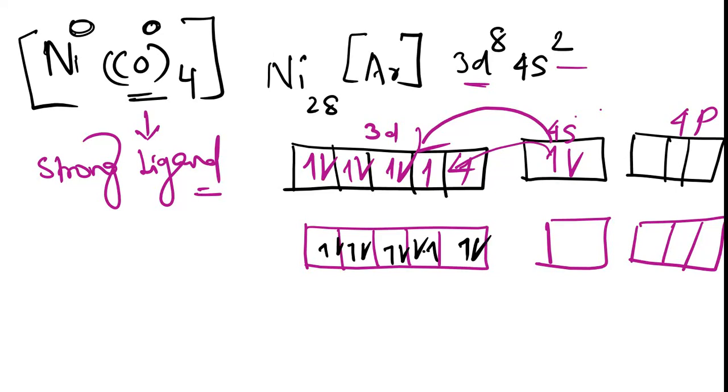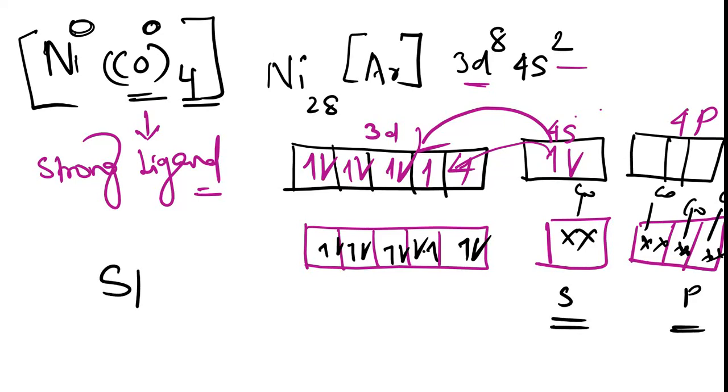Now, what are the vacant orbitals? s orbital and p orbitals. How many ligands are there? 4 ligands are there. So in these 4 places, the CO will place its ligand in 1 s and 3 p orbitals, here and here and here. So the hybridization will be 1s and 3p. This is sp3 hybridization.